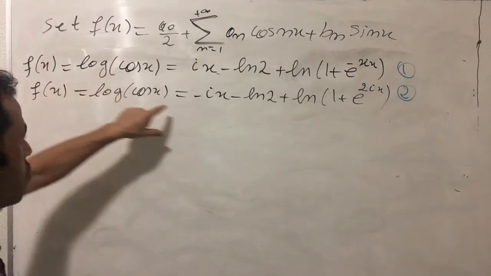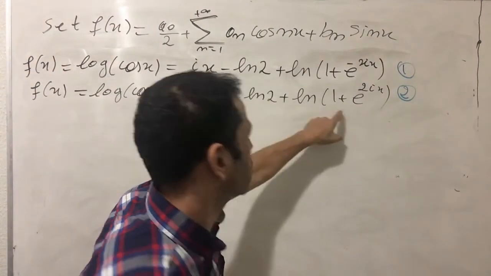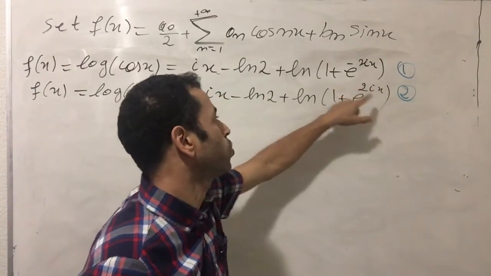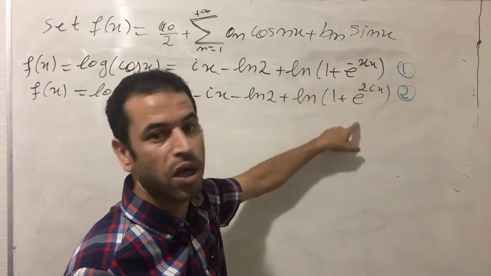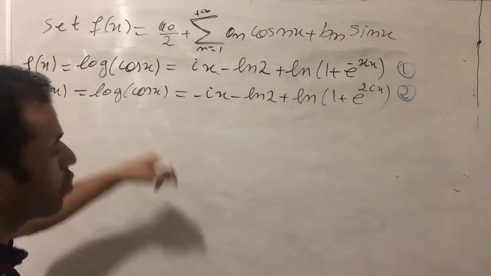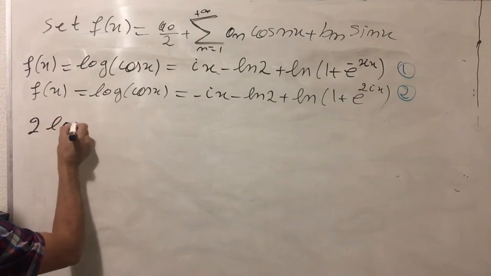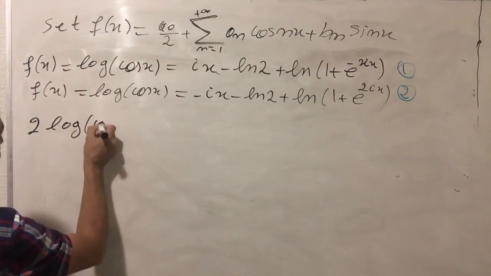The same function equals minus ix minus natural log of 2 plus natural log of 1 plus e to the 2ix. One has a minus sign, the other one has the plus sign. Now I'm going to add the first equation and the second equation. So I will have 2 times natural log of cosine x.